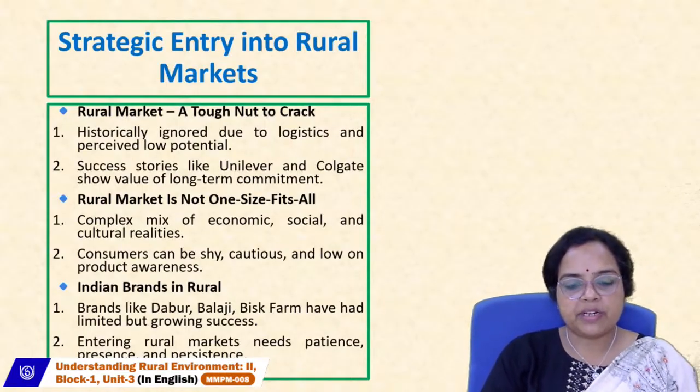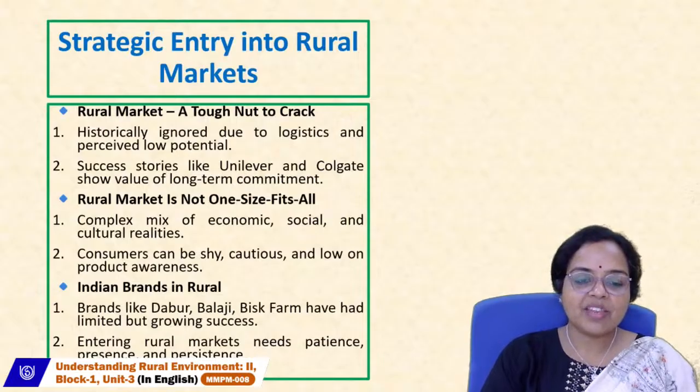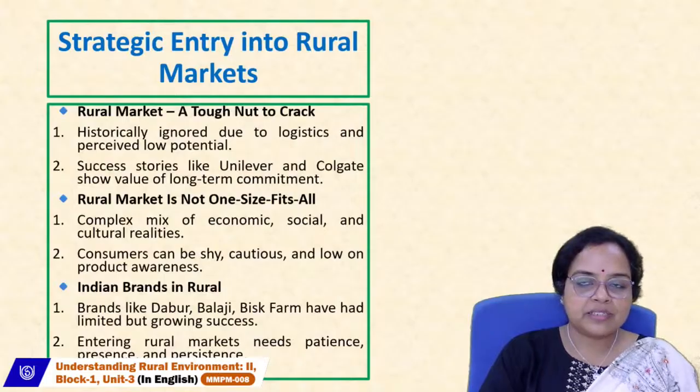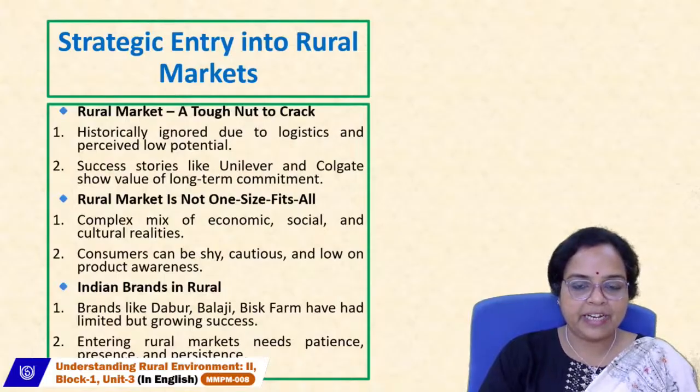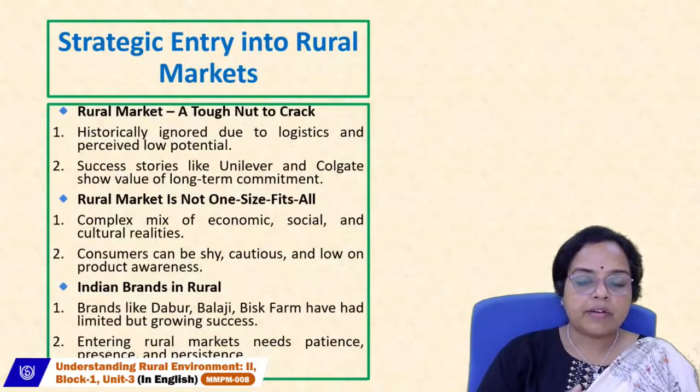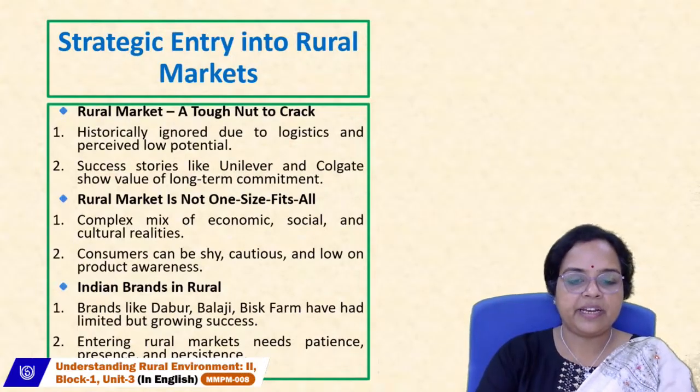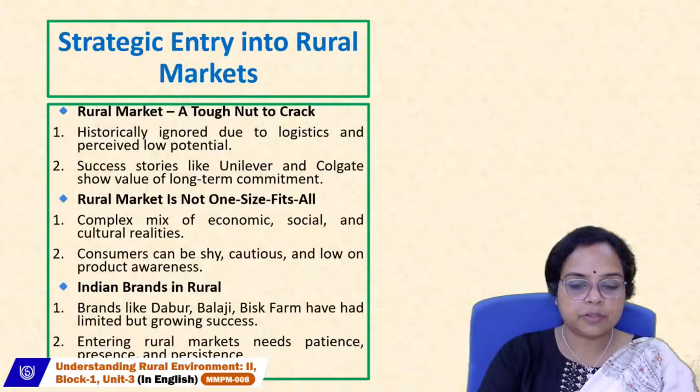So entering rural markets needs patience, presence and persistence. That means marketers need to have the right information about the rural market, the right analysis of their cultural, social, economic and technical background, the right understanding of their needs, and the real soft skill that is known as persistence. They need to wait for the profit to be earned.